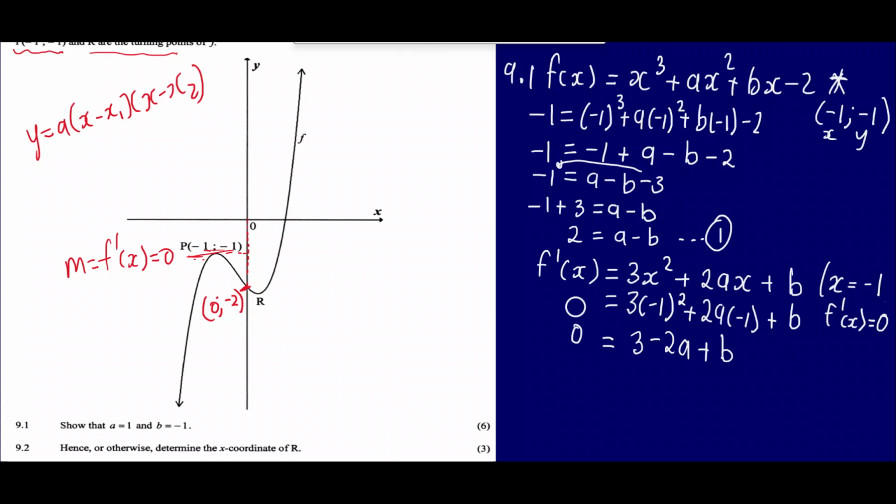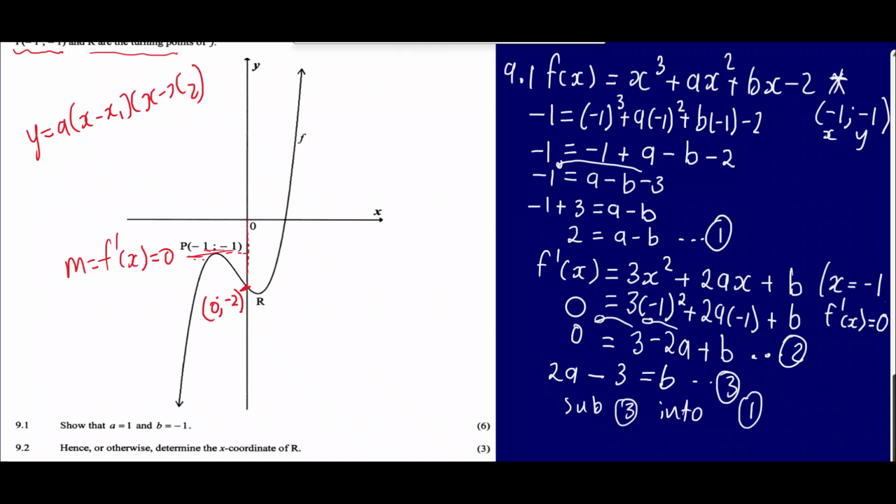How do we create another equation? Here we can make the other variable the subject of the formula, because we want to solve these two equations simultaneously. I think the easy variable to make the subject would have been b. So if we transpose this, it's going to be b equals 2a minus 3. I'm transposing these two to that side, and I'll call this equation number 3.